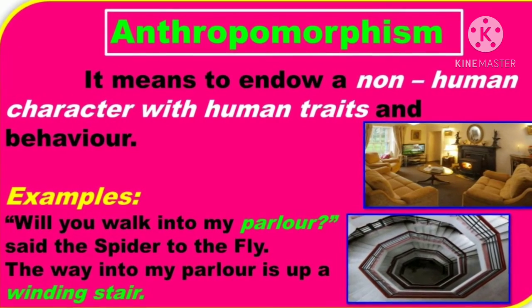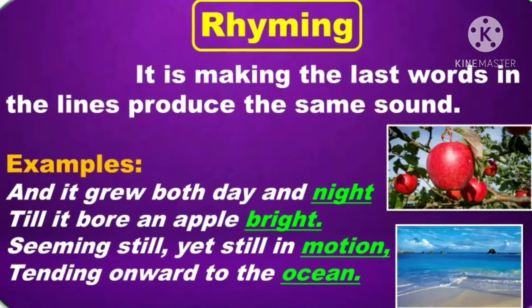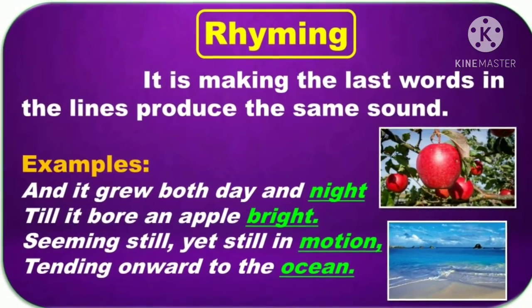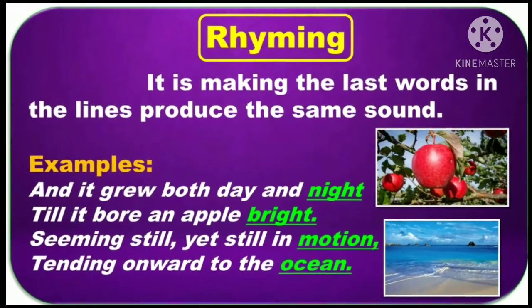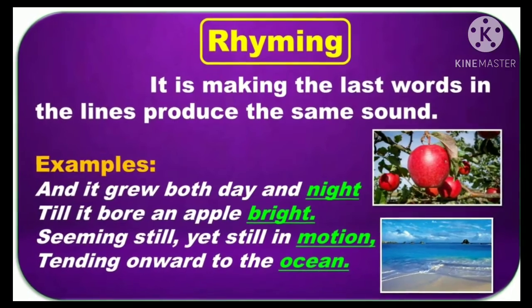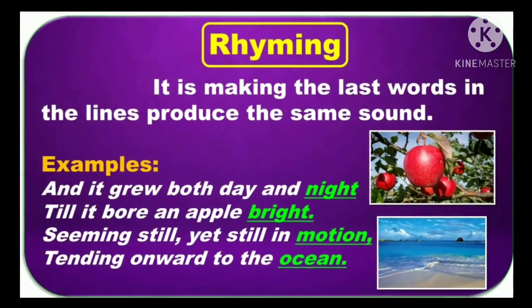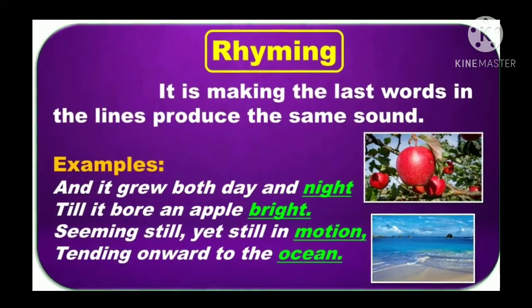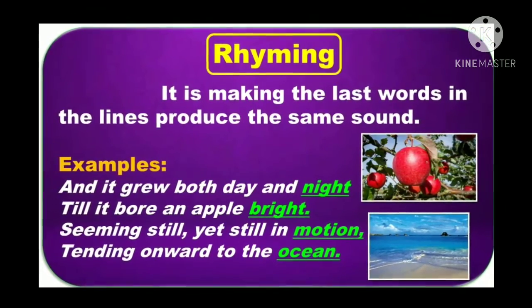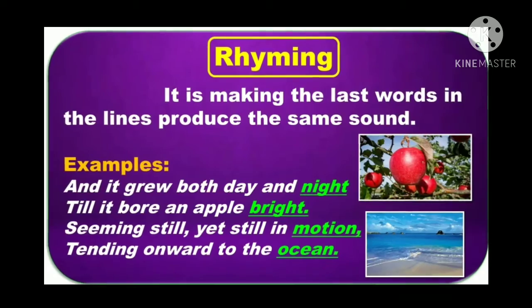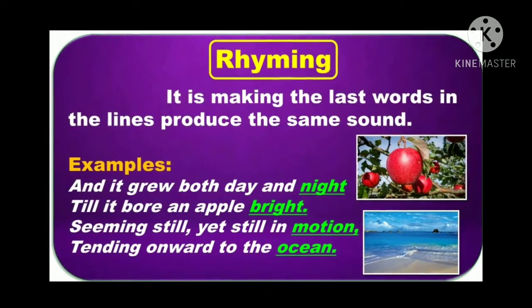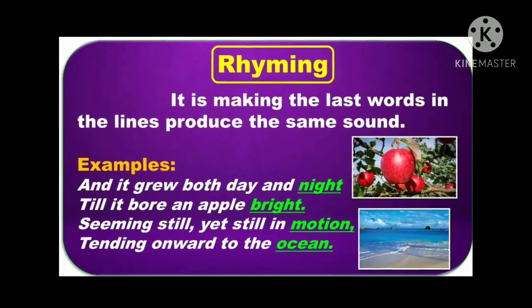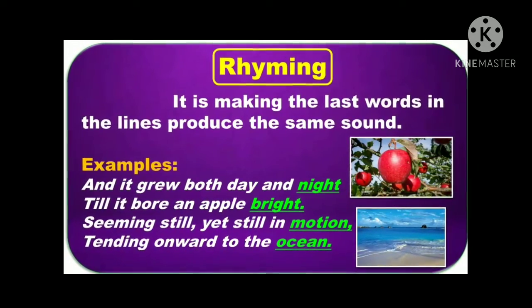So, the attribution of human characteristics and behavior to something not human is called anthropomorphism. Got it? Yes. The next one is rhyming words. This is the easiest one among the poetic devices. So let's see that. It is making the last words in the lines produce the same sound. Please listen. The words which give the same sounds are called rhyming words, and they should occur at the end of the sentences. Got it?